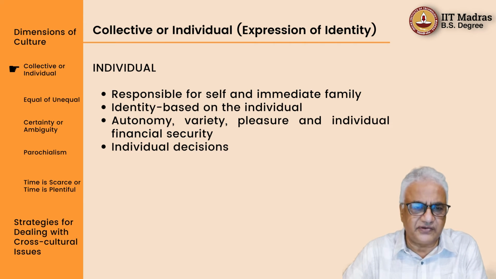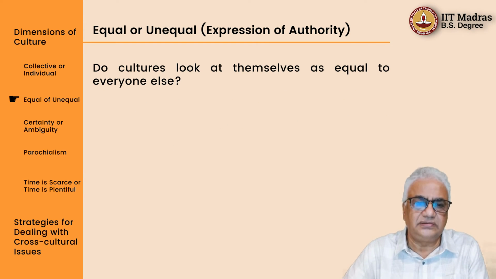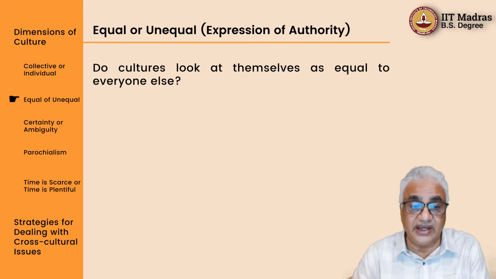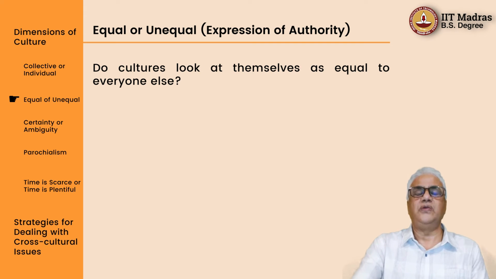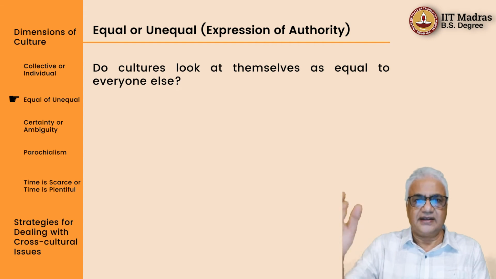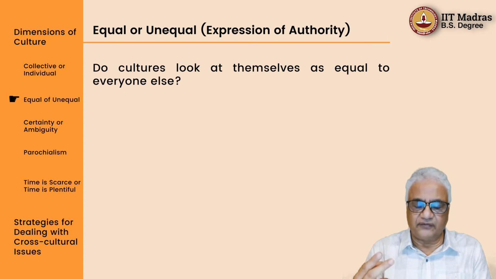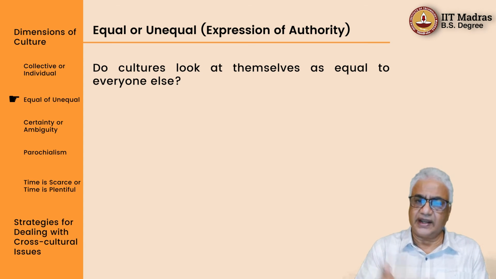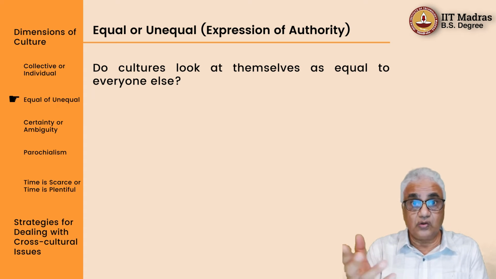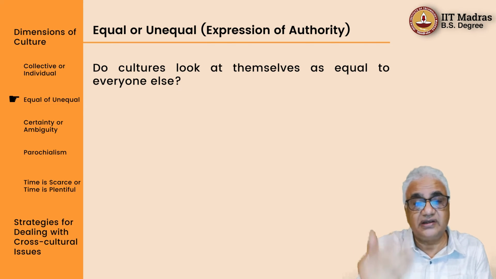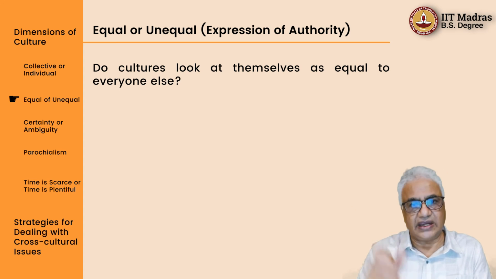So collective, individual. The second dimension is equal or unequal. Do cultures look at themselves as equal to everyone else? Do I look at someone and say, I'm equal to you, you're equal to me, whether it's my grandfather or teacher or whoever? So what are the two types of cultures? One says, I'm equal to everybody. There are some cultures where everybody is equal. There are some cultures that say, no, this person is more aged than me, and therefore I am not so equal to him by way of age.